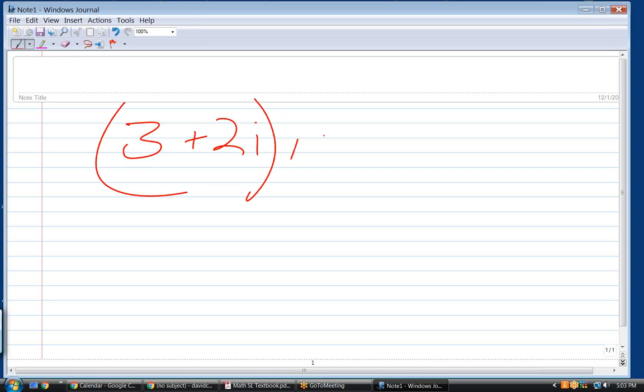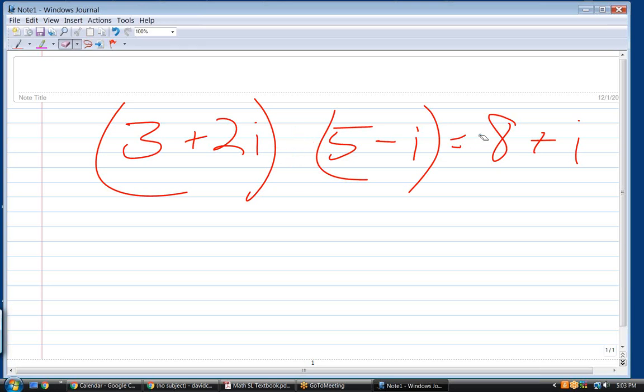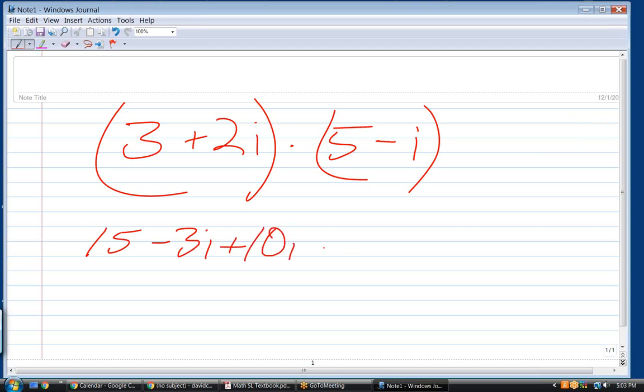If I add that to 5 minus i, I add the real parts, I add the complex parts, I get 8 plus i. Subtracting them, same thing. Multiplying them, just FOIL them. So multiply these two. It would be 15 minus 3i plus 10i minus 2i squared.